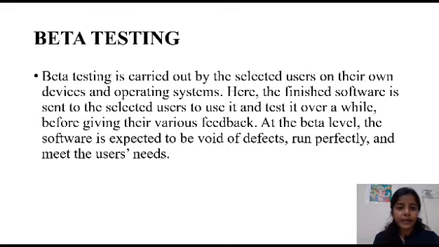Beta testing. Beta testing is carried out by selected users on their own devices and operating systems. Here, the finished software is sent to the selected users to use and test over a while before giving their various feedback. At this beta level, the software is expected to be void of defects, run perfectly and meet the user's needs.